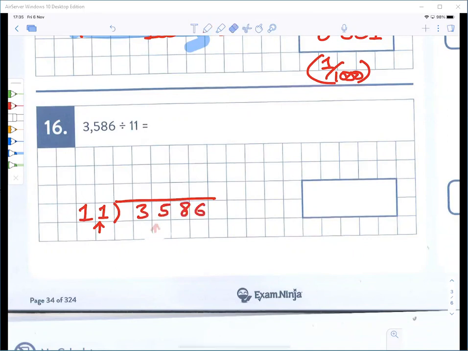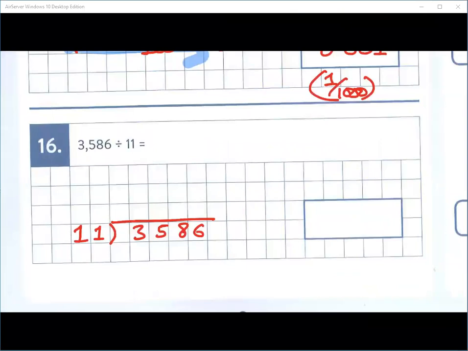So how many 11s go into 3? 0, and then that's the remainder 3. Put the 3 next to the 5. If 11 doesn't go into 3, it goes 0 times and the whole 3 gets left over.